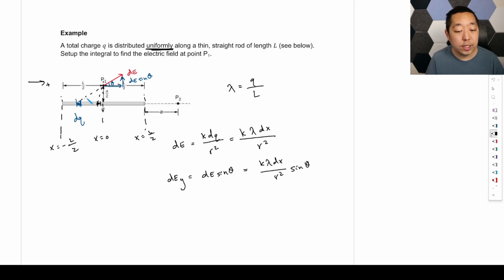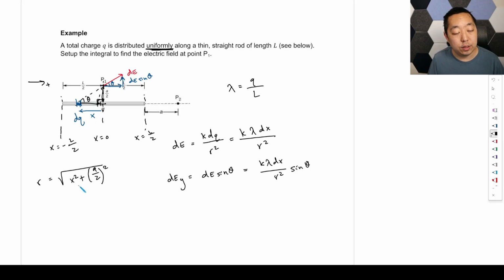So one thing that's nice is let's look at that distance here. We're going to say this distance from here to here is x, and this is a over 2. So we know what r squared is, because of this right triangle right here, right? This distance r is going to be the square root of x squared plus a over 2 squared. Okay, cool. And we also know this is theta.